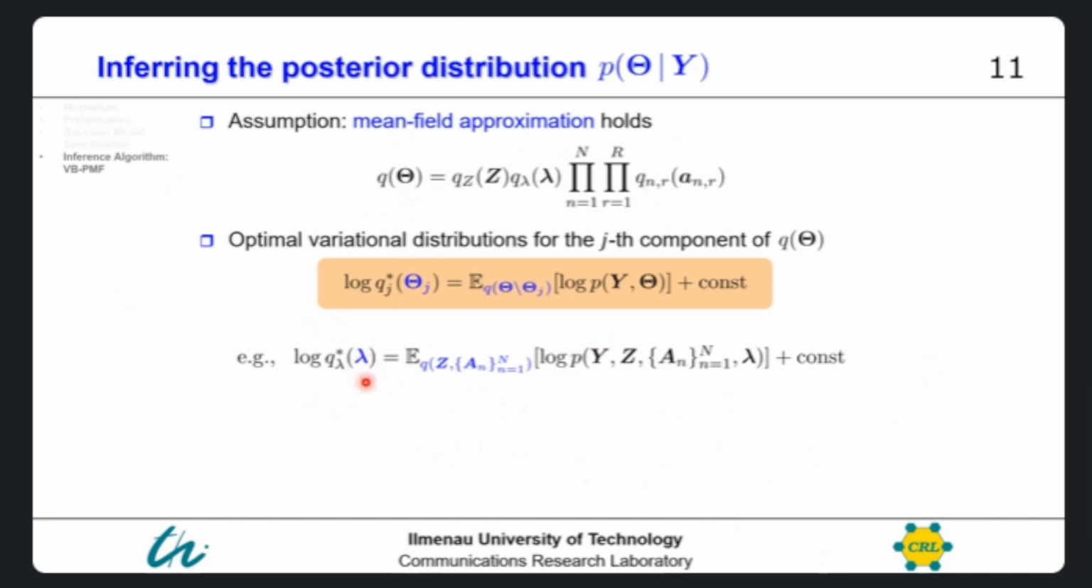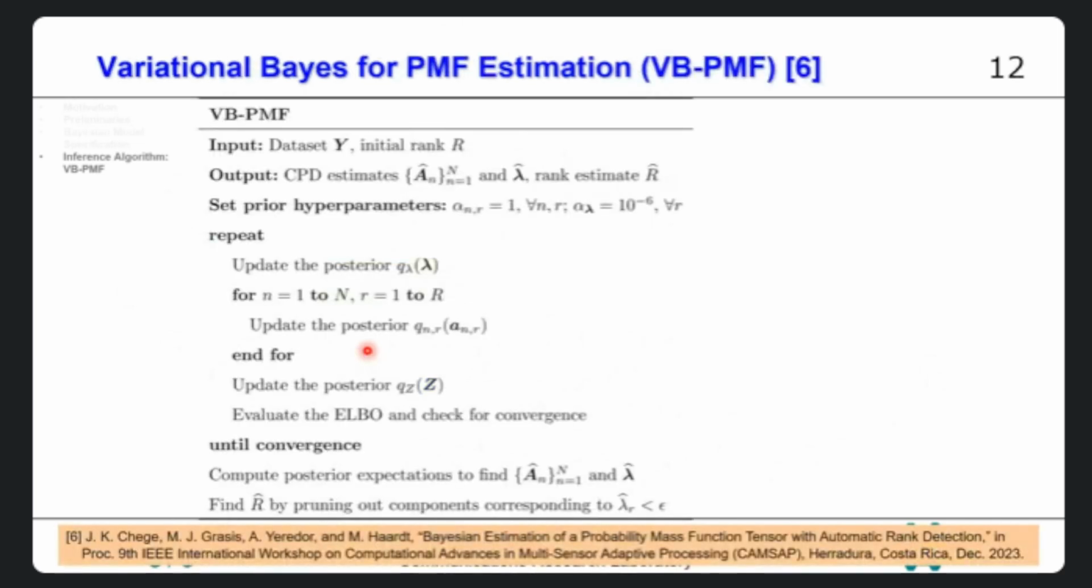So for example, if you want the optimal variational distribution for lambda, yeah, you take your joint, as in joint distribution of the observations and the parameters, and then you take the expectation with respect to the variational distribution that excludes the parameter that you're looking at. Yeah? So you can see here that this Q only depends on Z and the factor matrices and not on lambda. Yeah? So once you do this operation, then you have the optimal variational distribution for lambda, and you can do this also for Z and for the factor matrices. So this is the algorithm here.